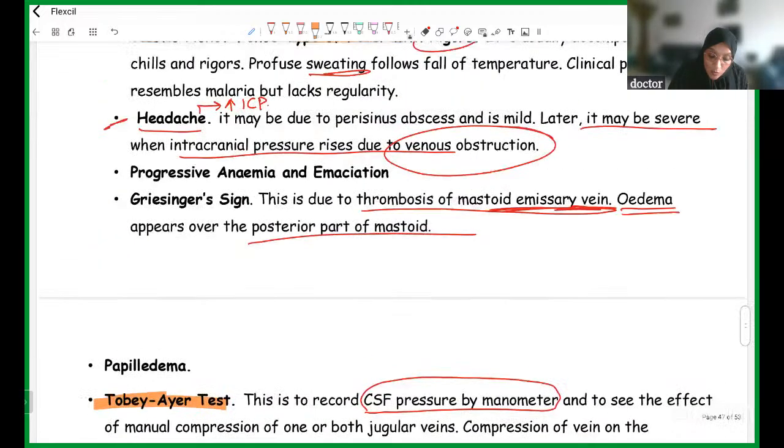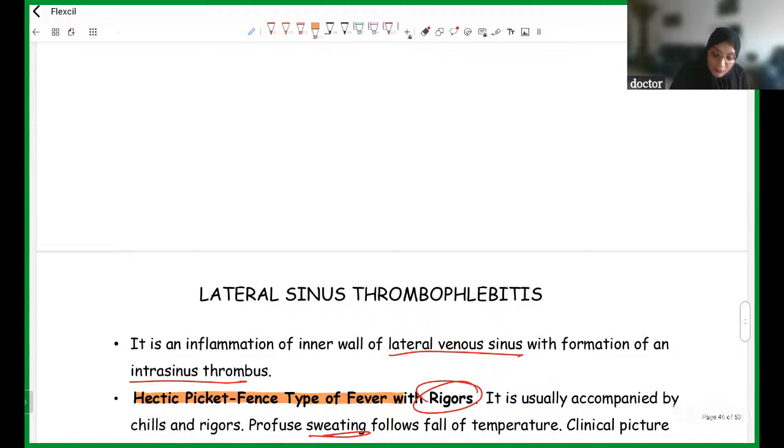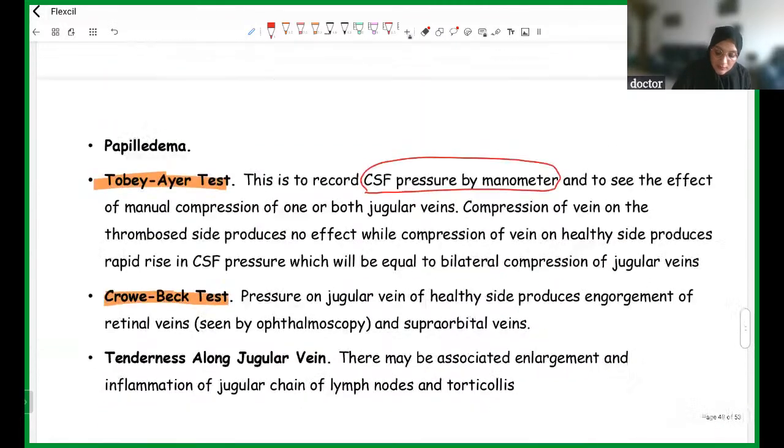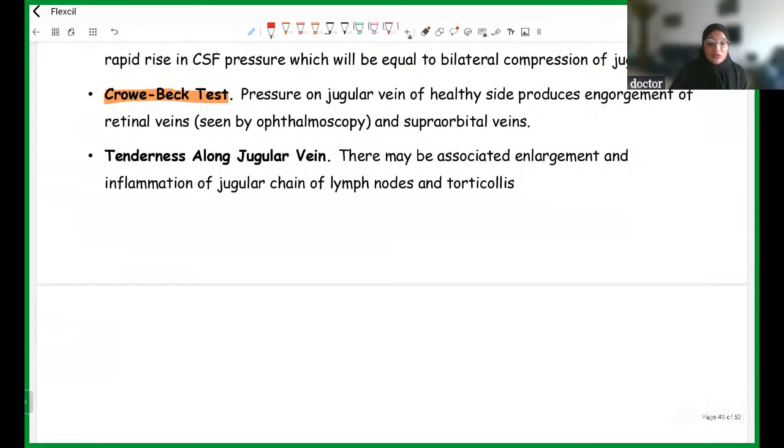So this is what you should write in the exam if they ask you about lateral sinus thrombophlebitis. This is more than enough. If you do not remember all these points, then you can learn the investigations. I'll mention it here so that you don't lose a point. If you lose any point in the symptoms, you can manage it by writing some points in investigations. So what investigations do you do?